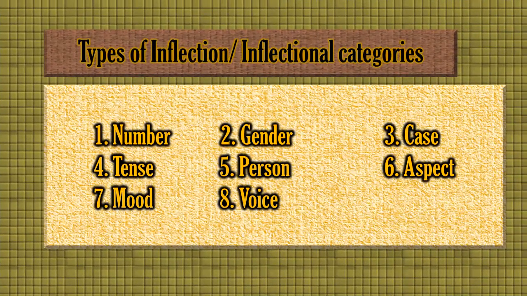After discussing types of inflection as regular and irregular, I am now going to discuss other types of inflection which are generally known as inflectional categories, and these are number, gender, case, tense, person, aspect, mood, voice, etc. So let's see them one by one.